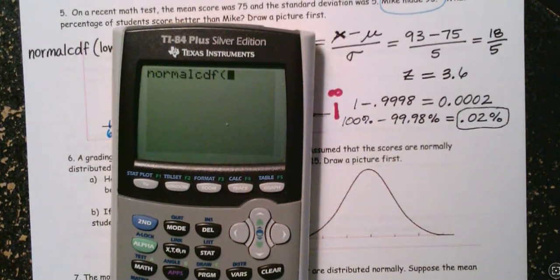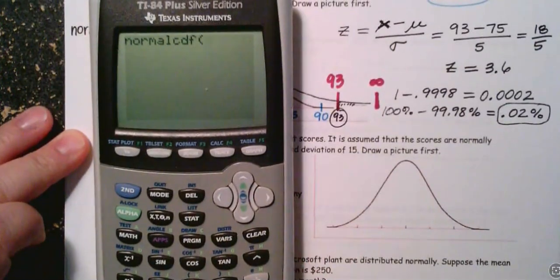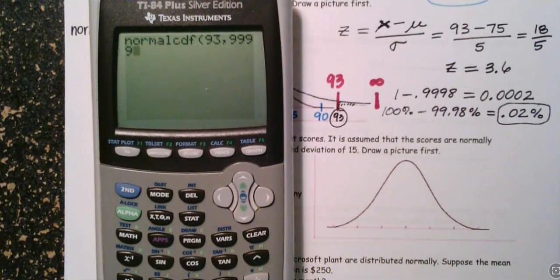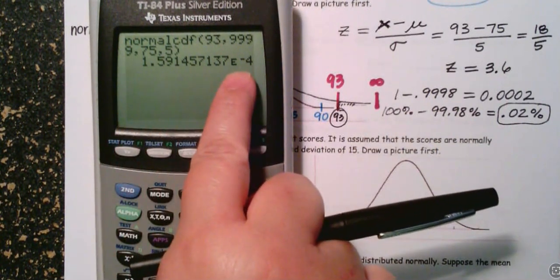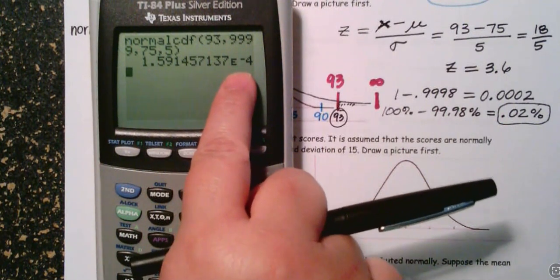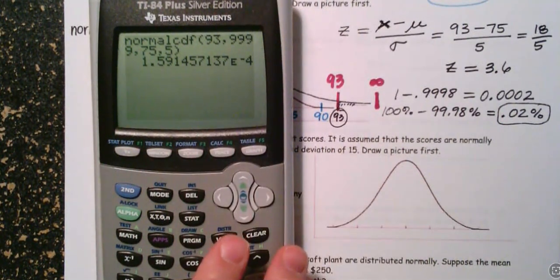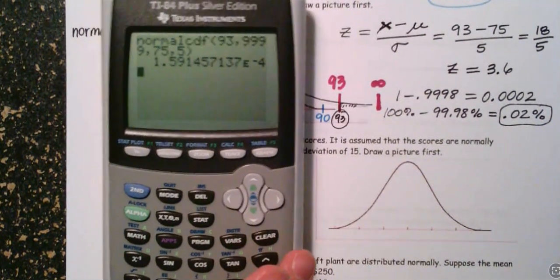2. So we just said the left boundary is 93, comma, and just a big number. So I'm just pressing in 9,999. That's my right boundary. And then mu was 75 and sigma was 5. Okay, and I get 1.59E. Don't miss the E. Okay, if you typed in 1.59 for your answer here, it would be wrong. All right, so make sure you catch that E.